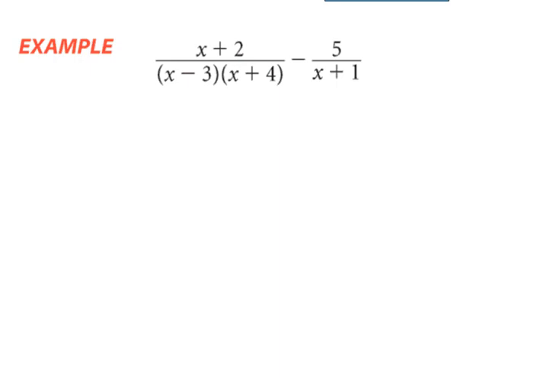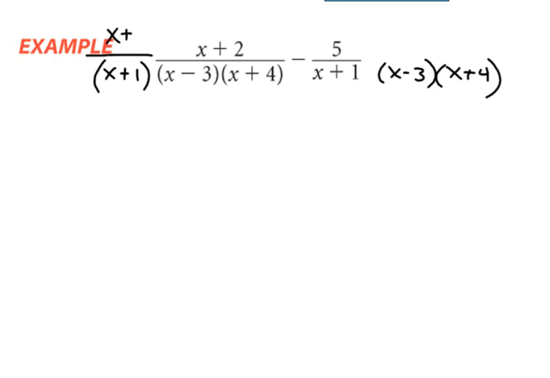So we are actually going to need an x plus 1 over here, and we're going to need an x minus 3 and an x plus 4 over here. So we multiply the left by x plus 1 over x plus 1, and we multiply the right by x minus 3 times x plus 4 over x minus 3 times x plus 4. So we write down our common denominator.